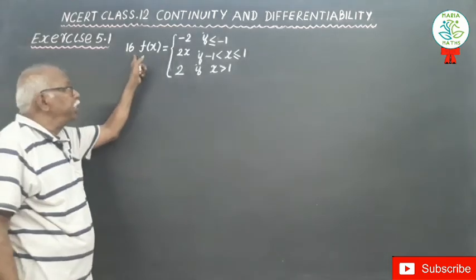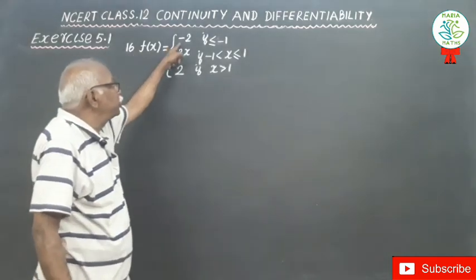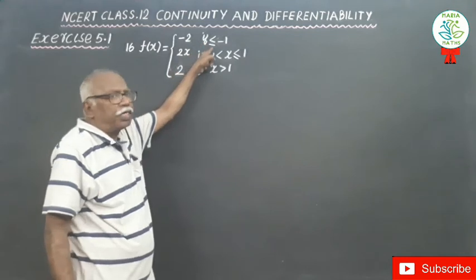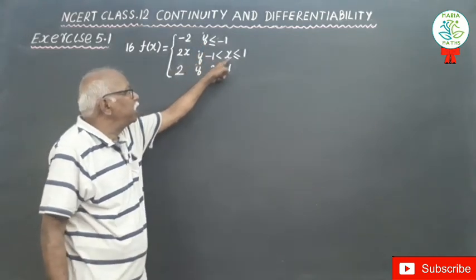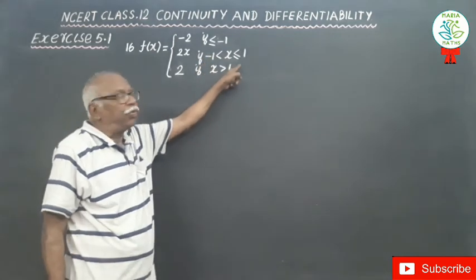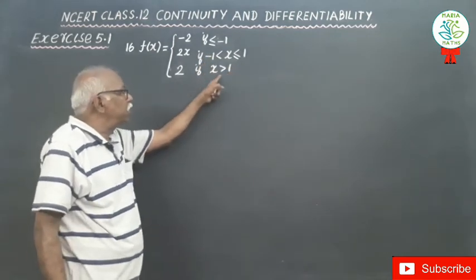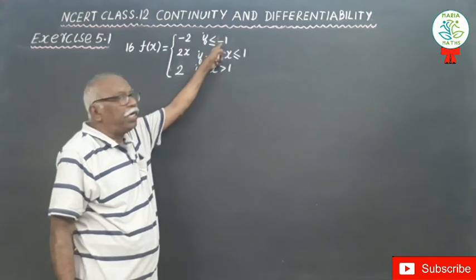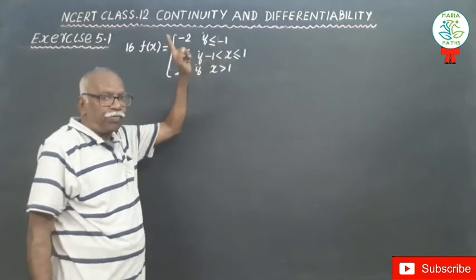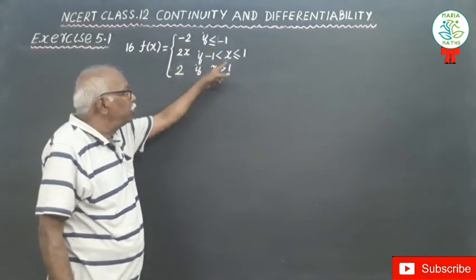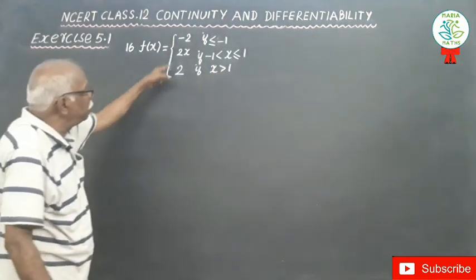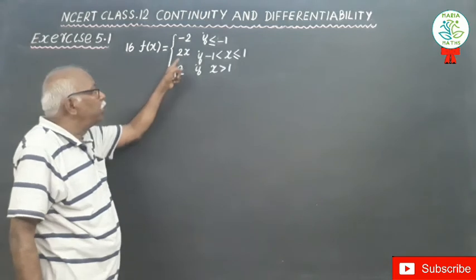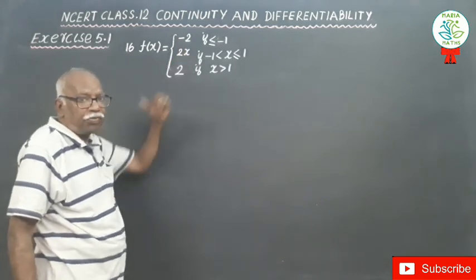See number 16, f of x is equal to minus 2 if x less than or equal to minus 1, 2x if x greater than minus 1 and less than or equal to 1, 2 if x greater than 1. We have to find the limit at minus 1 and at 1. Where there is only a number, we can put it directly. If 2x is there, we can put 1 minus h or 1 plus h.